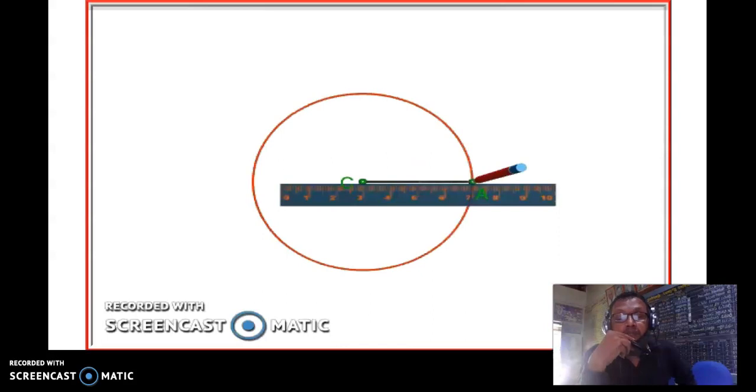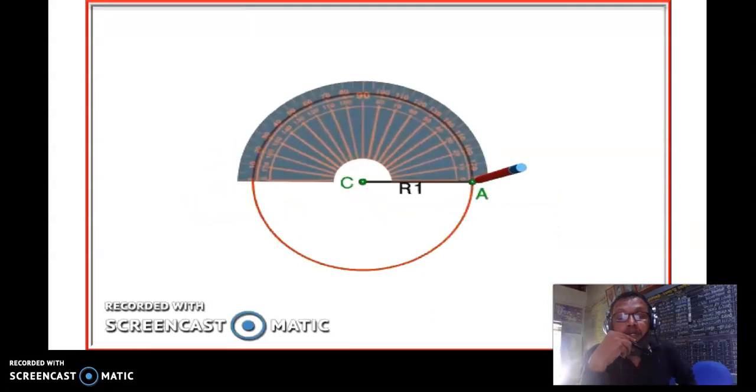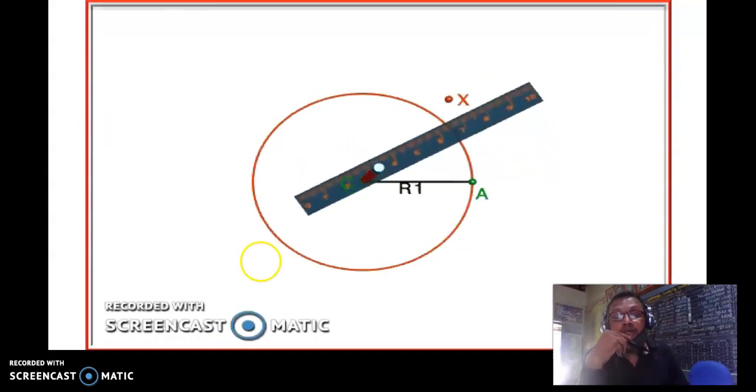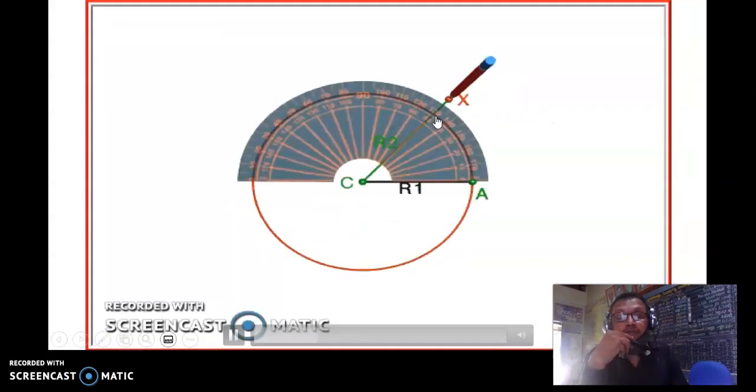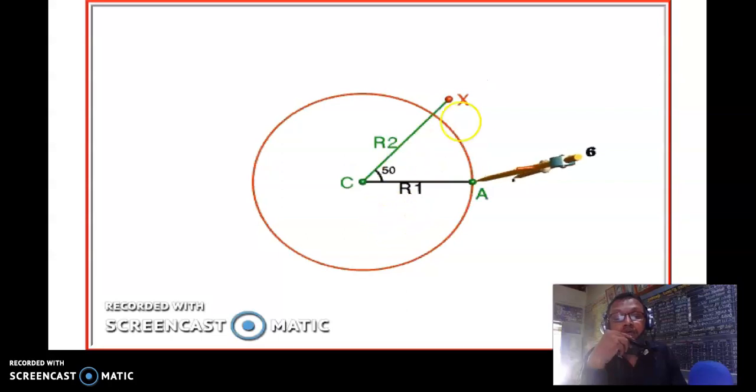Now construct an angle of 50 degrees, because the angle between the radii is given as 50 degrees. So construct an angle of 50 degrees like this. Join up to here itself. Enough, no need of extending. That is 50 degrees. Now we have to draw the tangents at this point.